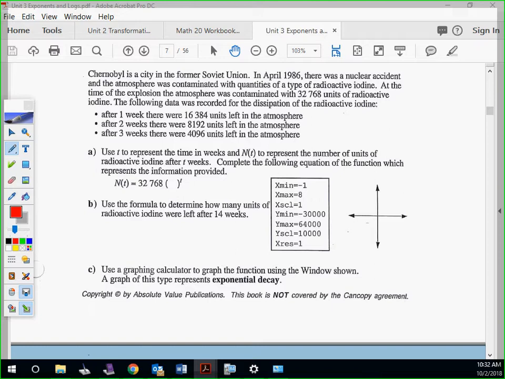Use t to represent the time in weeks and N of t to represent the number of units. Complete the following equation of the function which represents the information provided. So all we have to fill in is 1/2 here, okay? Because it was being halved every time. Now that the t's are in weeks, though.